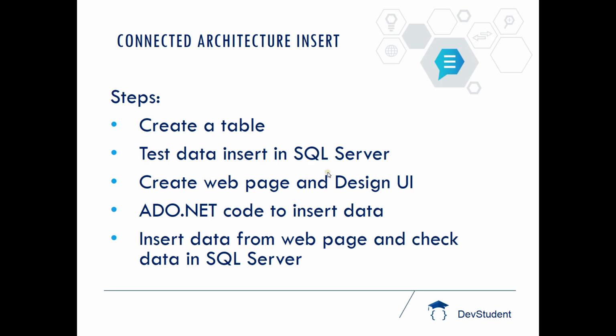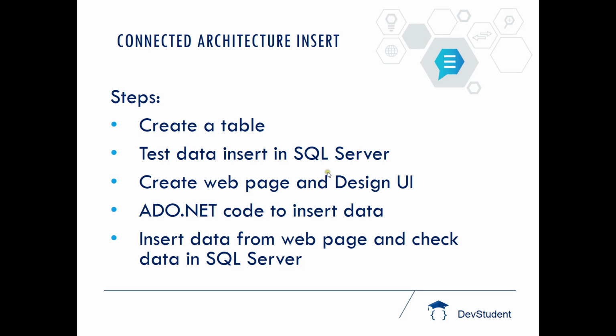So here I have listed some of the steps which you have to follow to insert data into SQL Server database using Connected Architecture. First, you have to go to SQL Server to create an SQL table. Then followed by test the data insert in SQL Server. You have to write some insert command and test the insertion whether it's happening correctly in SQL Server. After that, you have to open Visual Studio to create a web page and the UI required to insert some data from the web page, followed by writing some ADO.NET code to insert data.